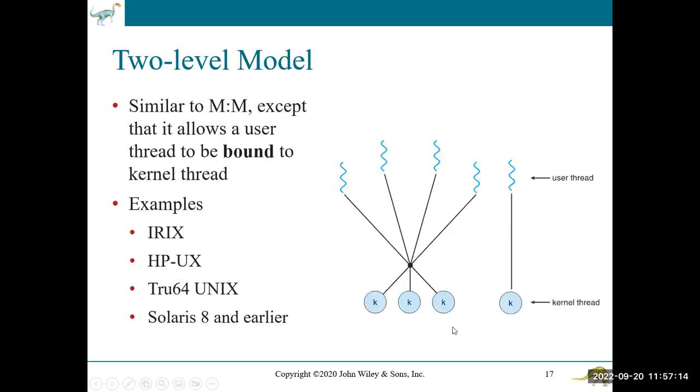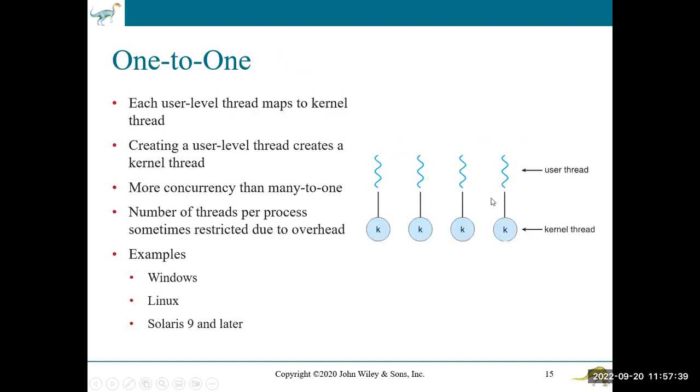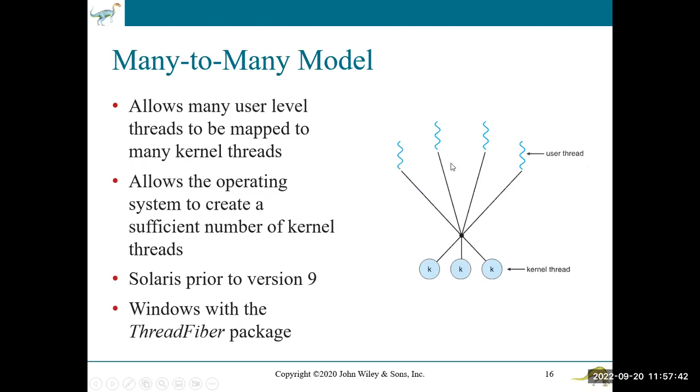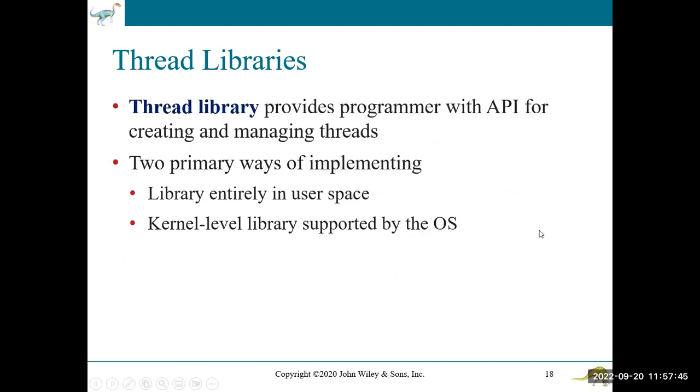Any questions about different thread models? One-to-many, one-to-one, many-to-many, and two-level. What do you find in Windows most often out of those four? One-to-one. All right, how's everybody doing? You still with me?